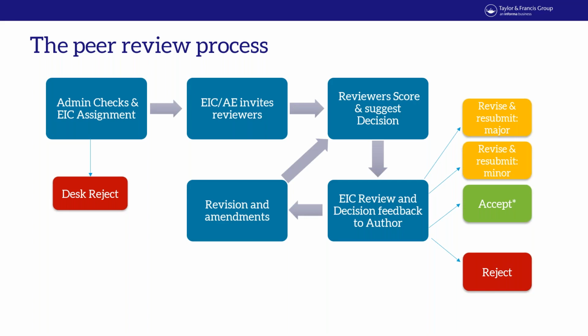Revise and resubmit with minor revisions means that the paper is basically good to go, but there's a few things that you need to change. It might be some references that you need to include. You might need to make some changes to some of your visuals or rewrite a section or something like that. Now, your paper can also be rejected at this point. And then I've also included accept here, but I have a star next to it. Your paper could be accepted without revisions, but it's highly unlikely. Every piece of writing can be improved upon.